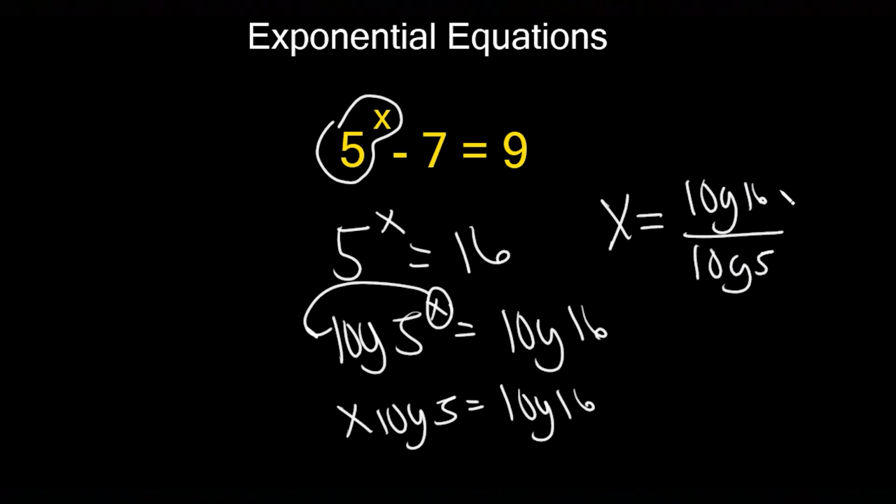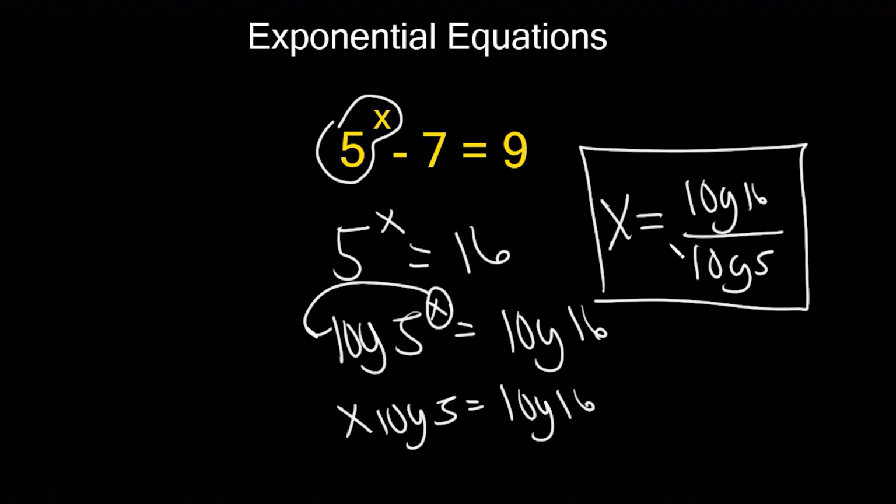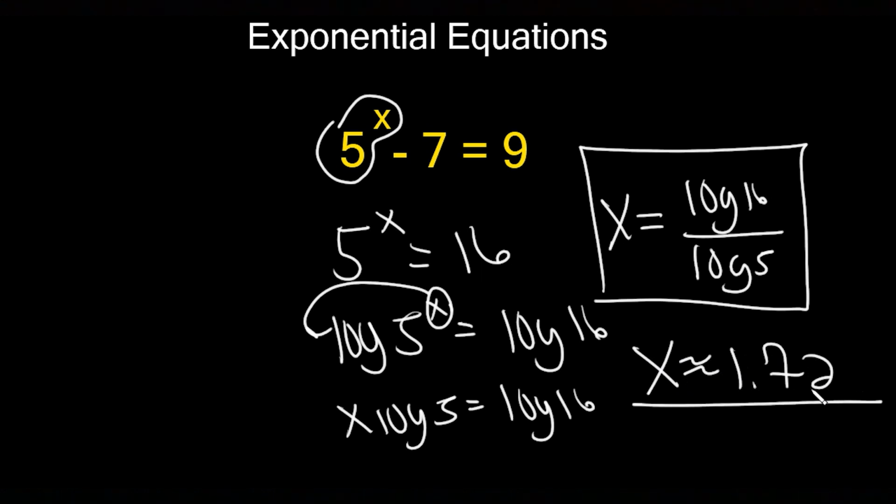And so when you divide that in your calculator, you are going to get an irrational number. So if you want to maintain accuracy, you can actually leave it like this if you'd like. But if you do plug it into your calculator and round it to the nearest hundredth, you're going to get the following. You'll end up getting x is about 1.72. Okay? So let's go ahead and try another example.